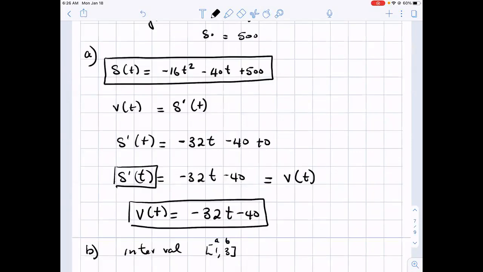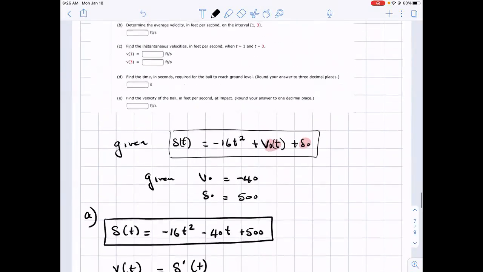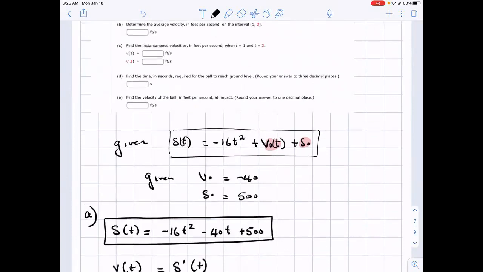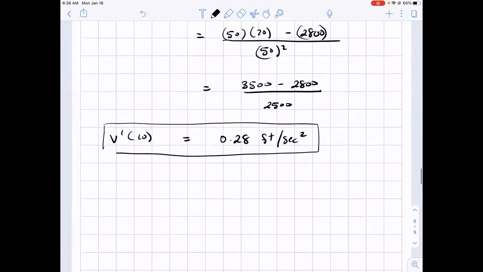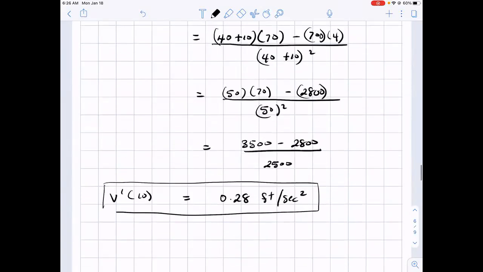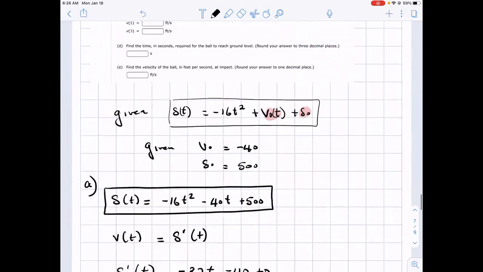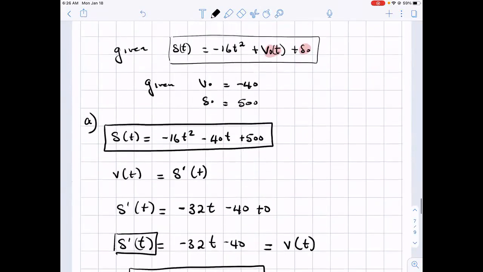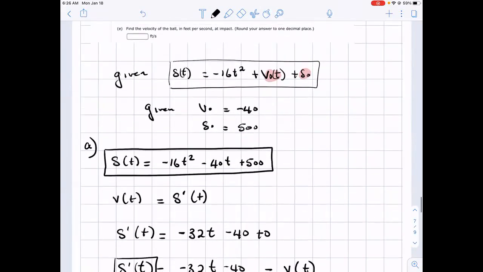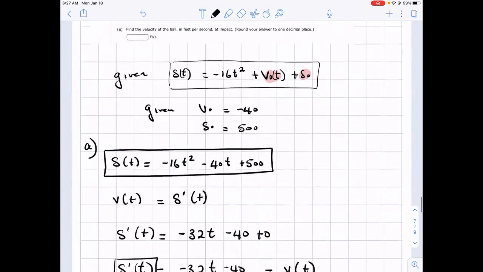Now we go to part C. In part C, you're asked to find the velocities when t is 1 and t is 3. We did that in the prior example, just with a different function, so you know how to do that. Then find the time in seconds to reach the ground. So that's the position function, and when it reaches the ground, the function is equal to 0.